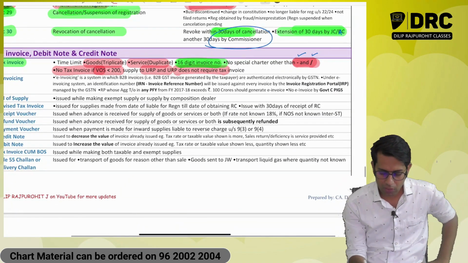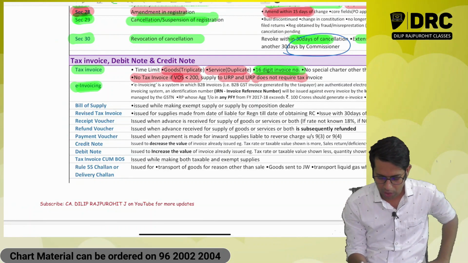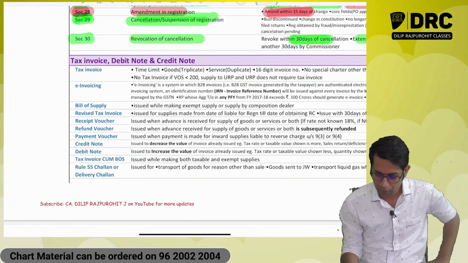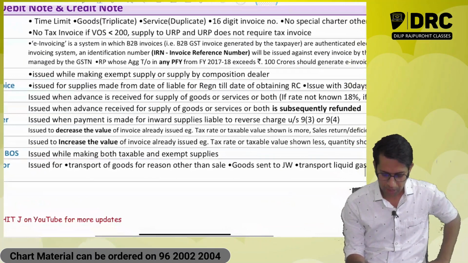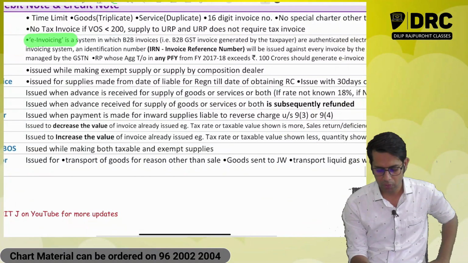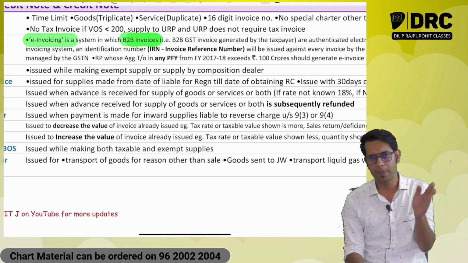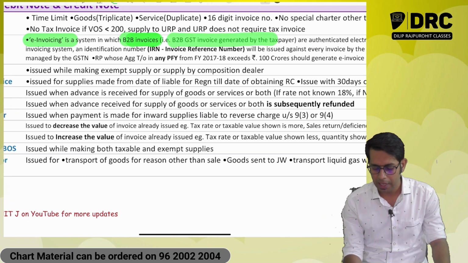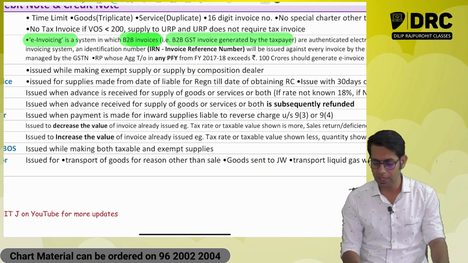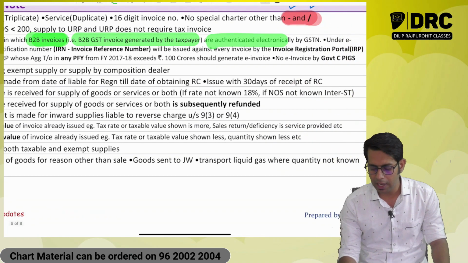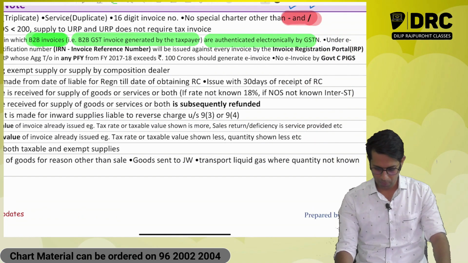Now, e-invoicing provisions have also been made applicable. What happens in case of e-invoicing? E-invoicing is a system wherein your B2B invoices, that is, supplies made by one registered person to another registered person, that you are generating, are required to be authenticated electronically on the GST common portal.